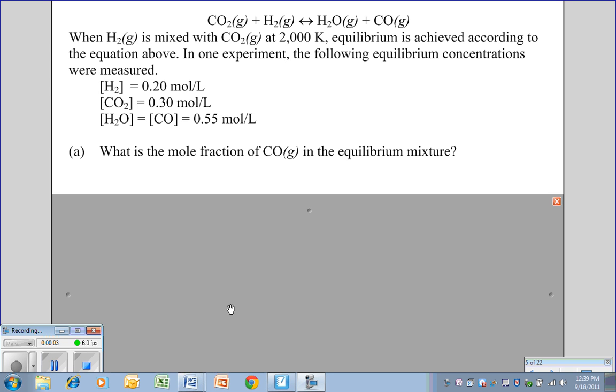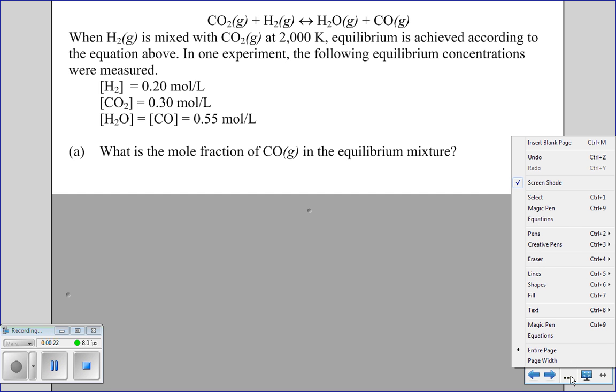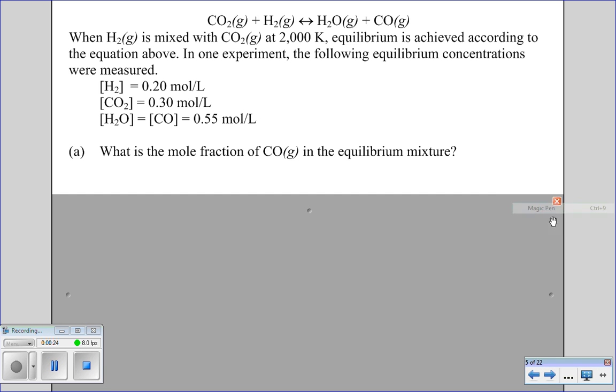AP style question number 2 is shown here. You're given concentrations at the beginning. Down here we're being told that the concentration of H2O is the same as the concentration of carbon monoxide, and they are both 0.55 moles per liter. So what is the mole fraction of carbon monoxide?